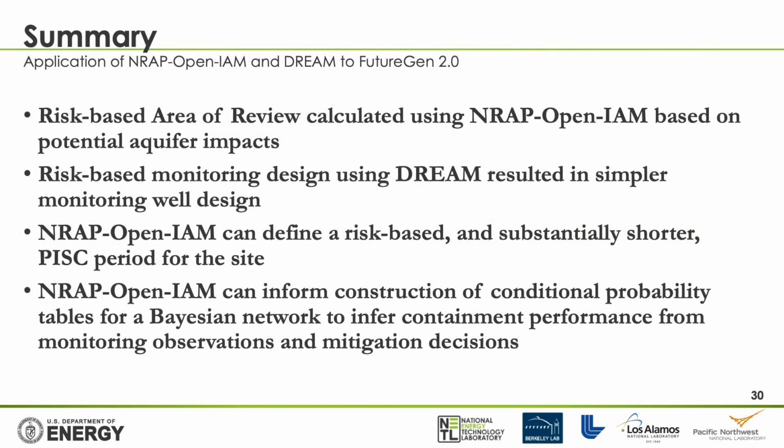So in conclusion, the application of NRAP OpenIAM and DREAM to the FutureGen 2.0 site showed that a risk-based area of review can be calculated using NRAP OpenIAM based on potential aquifer impacts. Risk-based monitoring design using DREAM resulted in a simpler monitoring network design. NRAP OpenIAM can define a risk-based and substantially shorter PISC period for the site, and can also inform construction of conditional probability tables for a Bayesian network to infer containment performance from monitoring observations and mitigation decisions.